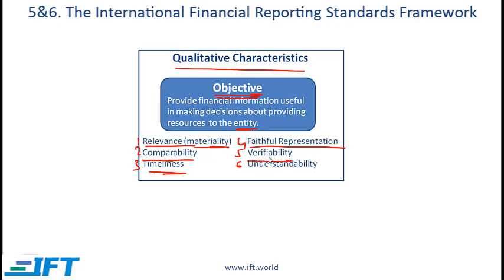Verifiability means that the information being presented is easily verifiable, and understandability means that the information can be understood by a reasonably informed business person. You will notice that in financial reports, detailed accounting jargon such as debits and credits are not used. That is because of this characteristic of understandability.